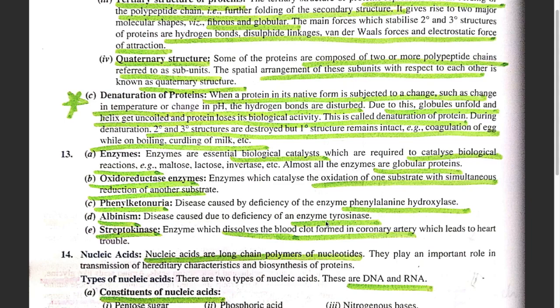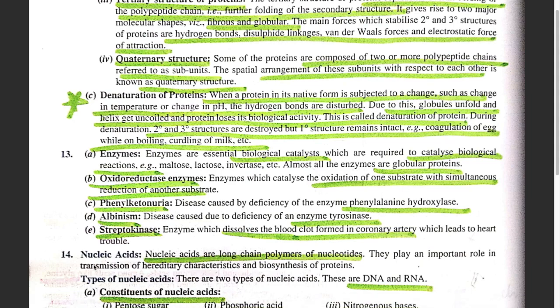The enzyme tyrosinase, its deficiency causes the disease called albinism. And streptokinase is the enzyme which dissolves the blood clot formed in the coronary artery, leading to heart attacks. So this is all about enzymes. Learn a few examples of enzymes, and we will be learning about enzymes in detail in the unit surface chemistry.